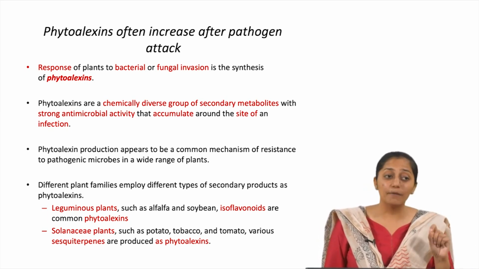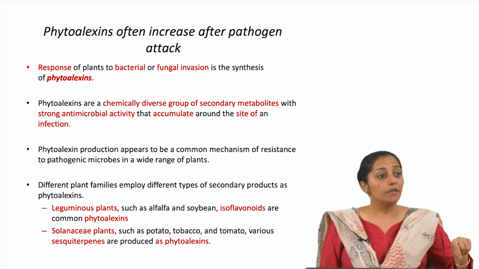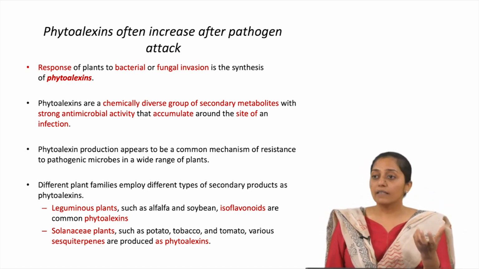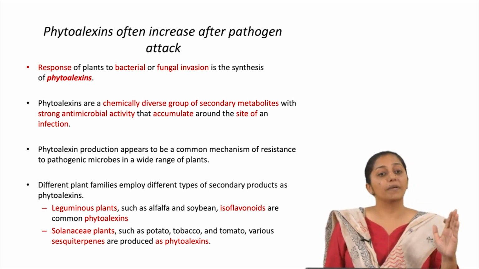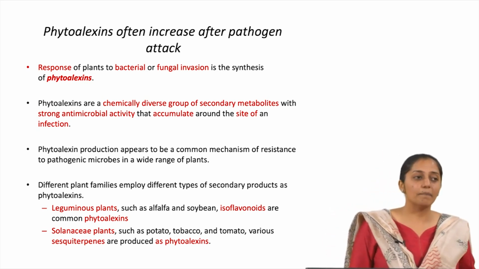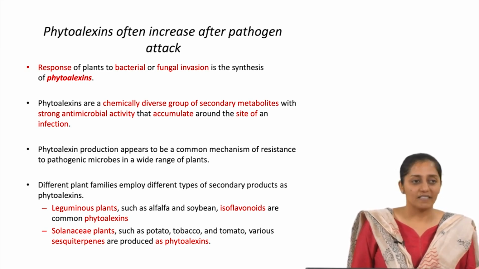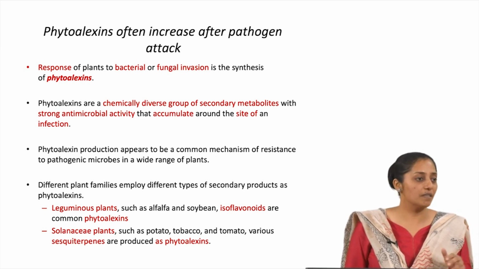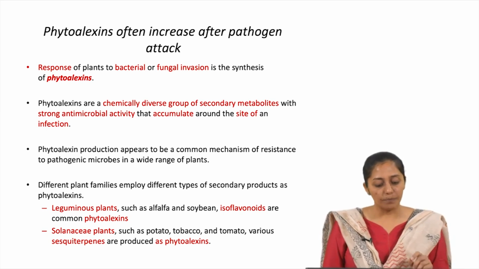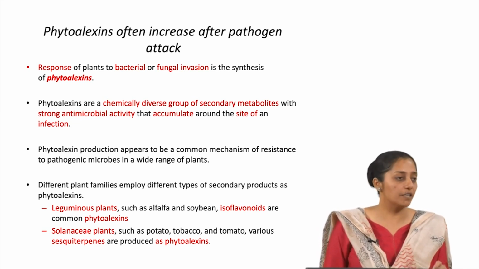So, which means the speed matters. The speed at which the de novo synthesis of these phytoalexins takes place as soon as the damage has happened determines the survival capability of a particular plant species against that pathogen. That is why you will see that some plants survive and others do not, because of how strong and how fast the defense is in a particular plant species against that particular pathogen. Now, phytoalexin production appears to be a common mechanism of resistance to pathogenic microbes in a wide range of plants.